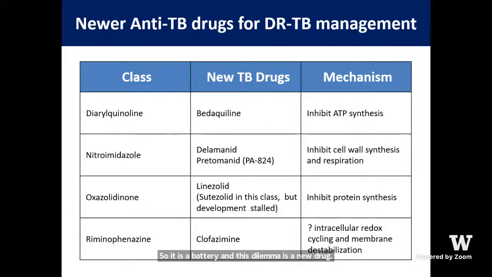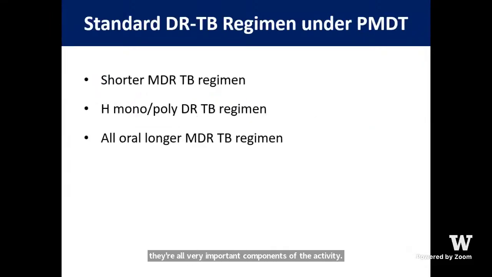Then linezolid and clofazimine are not new to TB; they are old drugs, used in anaerobic infection and in Hansen's disease. They are repurposed. Now the WHO terms them revisited or repurposed drugs. They are all very important components of DRTB treatment. Next slide. What is DRTB?